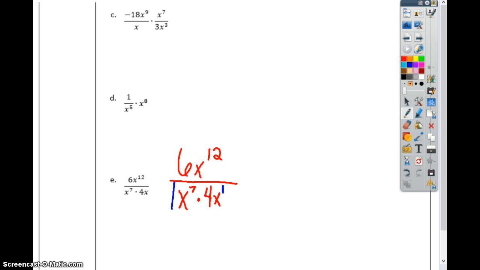I wrote it bigger. I put my assumed 1s in here. What do I get? I can't multiply anything here, so it stays the same. 6x to the 12th power all over. But I can multiply these two. What's 1 times 4? 4. And how many x's? 7 plus 1 is 8. x to the 8th power.